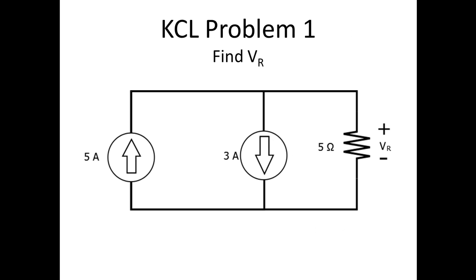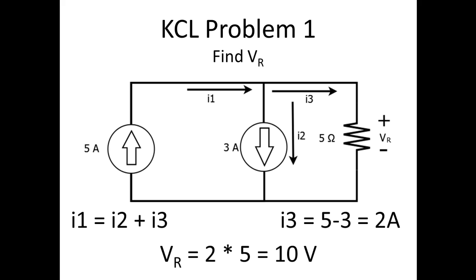Let's use KCL to see if we can find VR. Let's first assign a current into each branch. We have I1, I2, and I3. I1, the current in, is equal to I2 plus I3, the currents out. This equation can be rearranged to say that I3 is equal to I1 minus I2, which is 5 minus 3, which is 2 amps, and VR is 2 amps times 5 ohms, which is 10 volts.